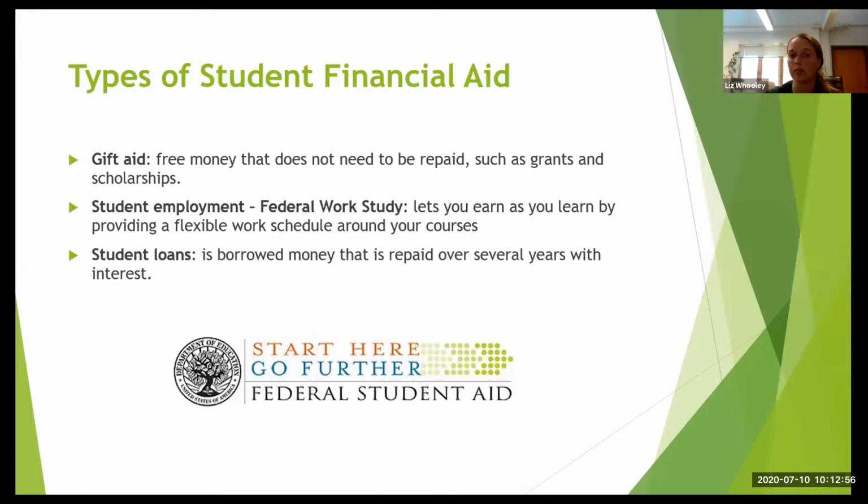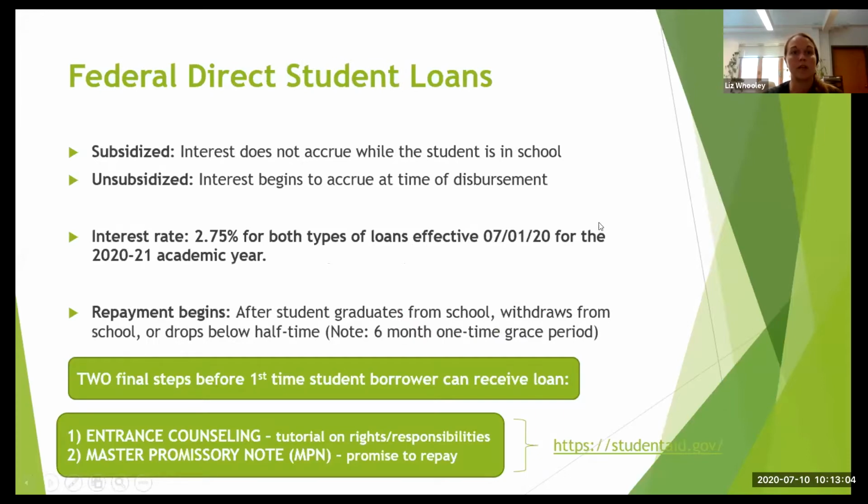And then student loans, that is money that is borrowed and is repaid over several years with interest. So the federal direct student loans include the federal subsidized and the federal unsubsidized loans. And the main difference between those two is that the subsidized loan does not accrue any interest while the student is in school. The unsubsidized loan, that interest does begin to accrue at the first disbursement. So when we disburse in August, that's when you see your interest starting to accrue on those.